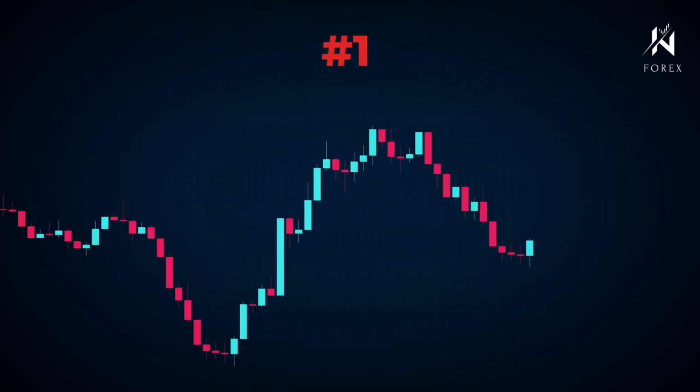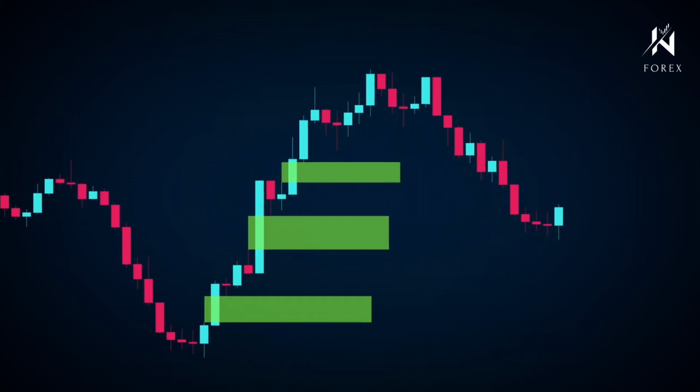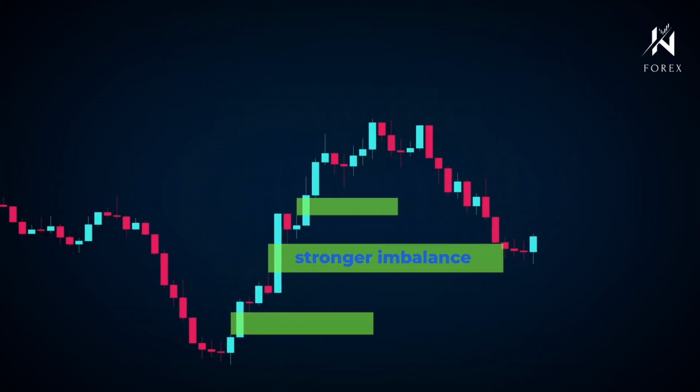Hack number 1. Prioritize the bigger fair value gaps. If you see multiple fair value gaps forming in one setup, always focus on the bigger ones. Why? Because larger gaps indicate a stronger imbalance between buyers and sellers, making them more likely to act as strong support or resistance levels. But size isn't the only thing that matters. Location is just as important.